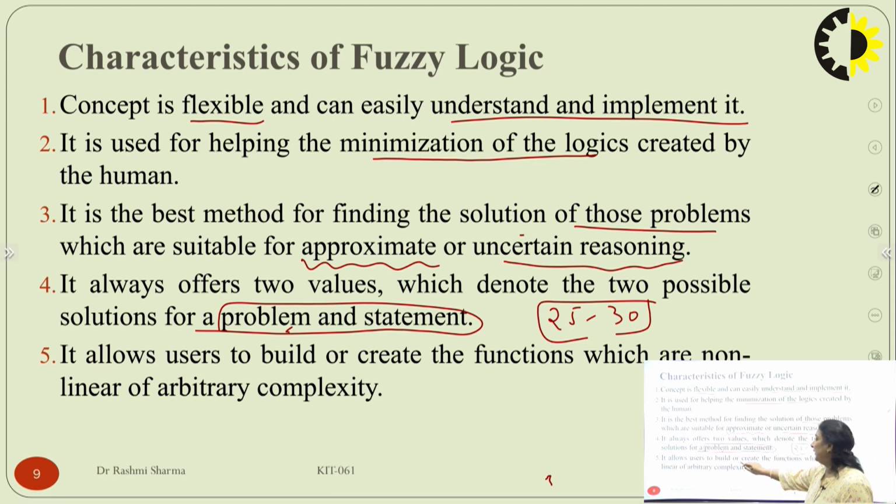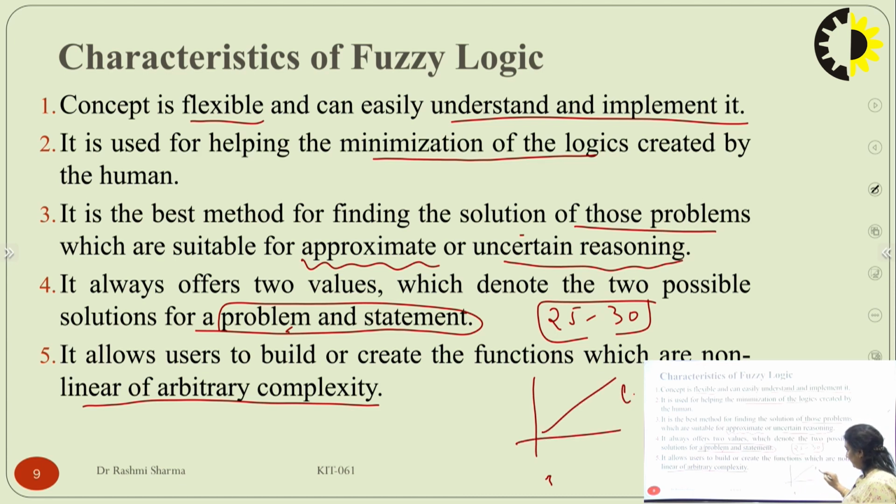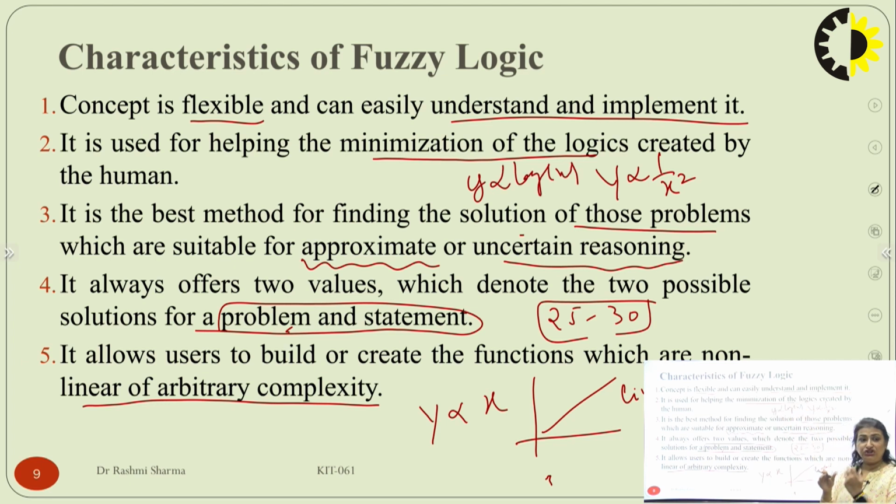So it allows users to build and create functions which are non-linear, of arbitrary complexity. Definitely, when we have a range of values, we don't have a discrete value. When we have a discrete value, it means you have a dependent and an independent variable, and that is a linear function. Linear means y is related with x in the same power. Non-linear is maybe y is related to x with the power of x, or y is related with the inverse power of x square, or y is related with log of x. So that shape is not fixed. Here you have the same power. The word linear denotes it should have a power of 1 only.